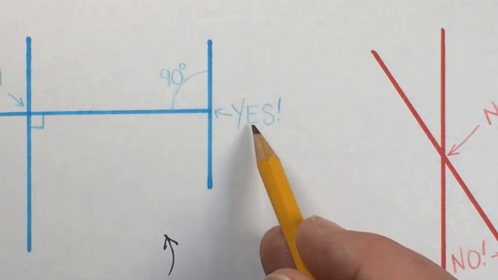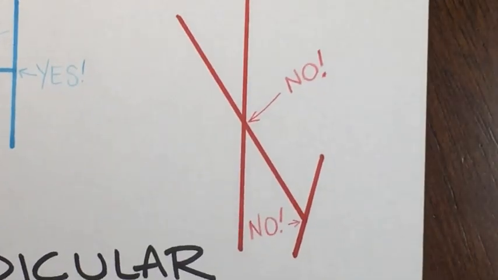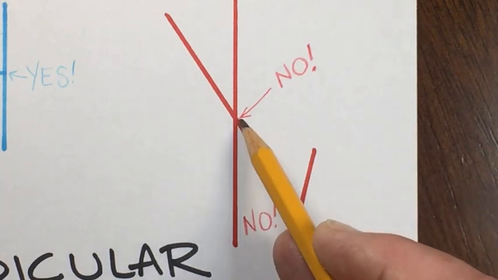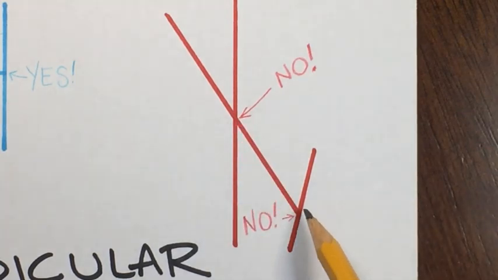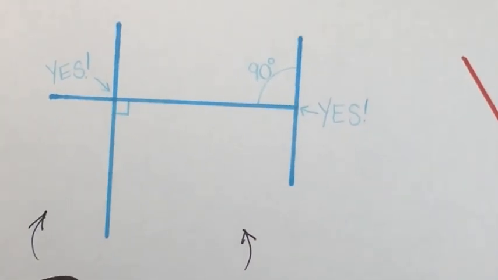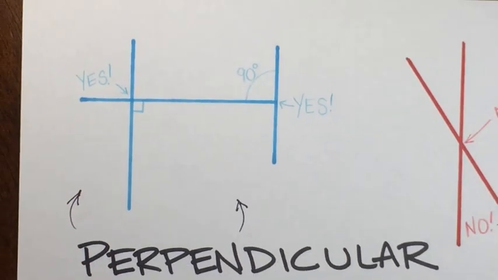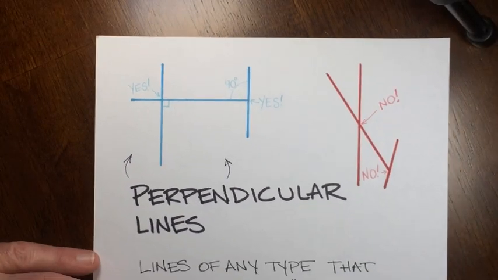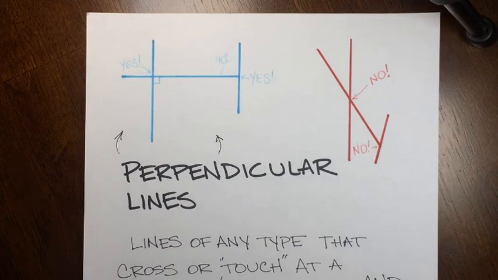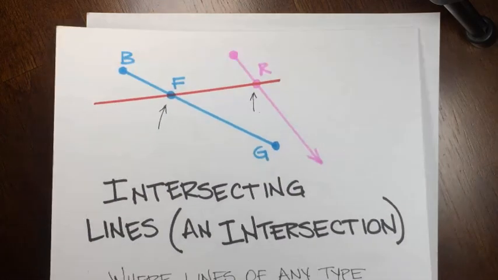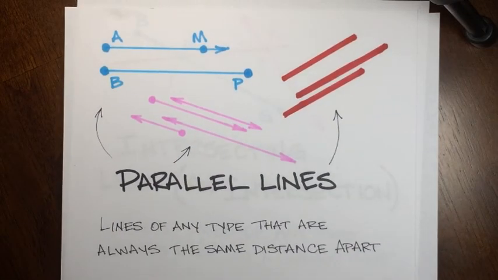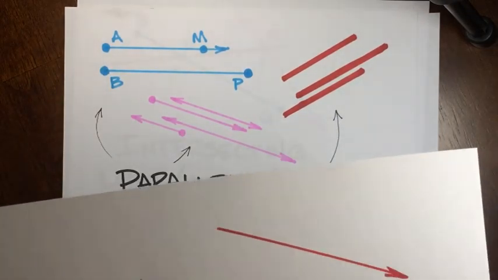So this is a perpendicular, this is a perpendicular, but these two are no, they are not, because they cross each other, but they don't form a right angle there, and they don't form a right angle there. So this is not perpendicular, but it is an intersection. And then we have here perpendicular lines, because they cross each other at 90 degrees. So a real quick review: perpendicular are lines that touch or cross, and they form right angles. Intersecting just cross each other. Parallel are lines that will never come together, will never touch.